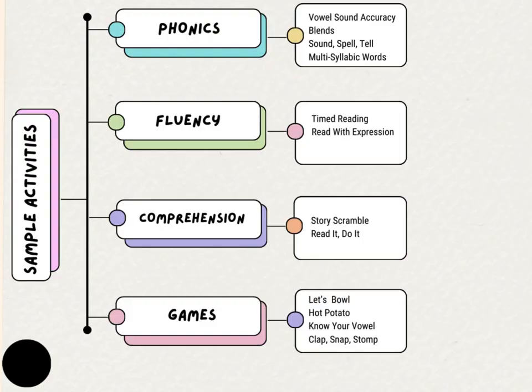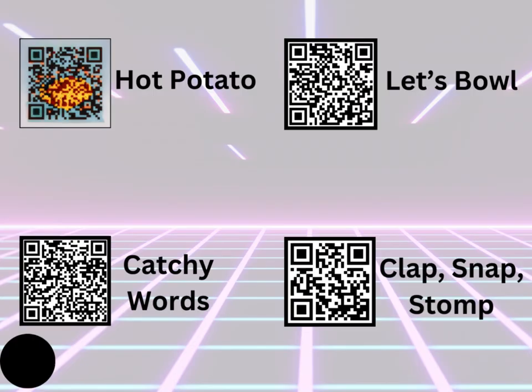If a tutor is looking for a game to play with their group, they can search by topic, select games, and they'll find a list of available games that they can use. Here, the tutor will find a list of available games with a QR code that will take the tutor to the resource necessary to play and prepare the game for their group.